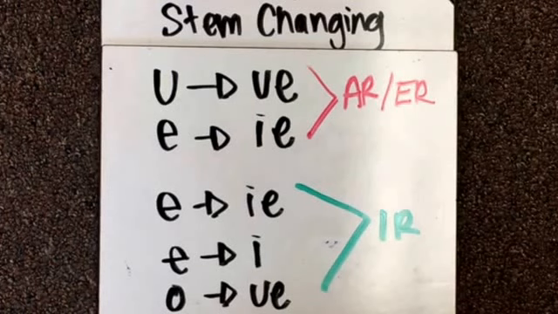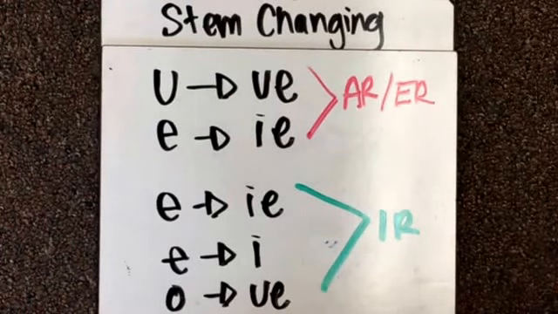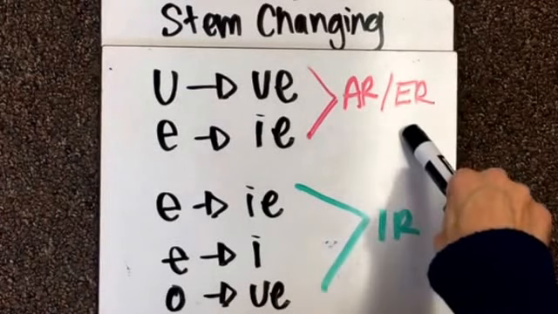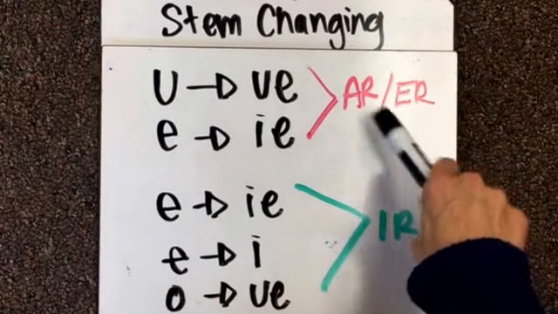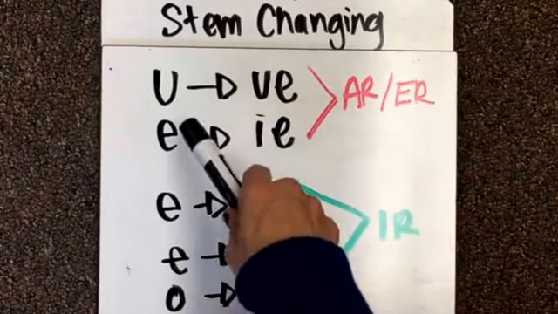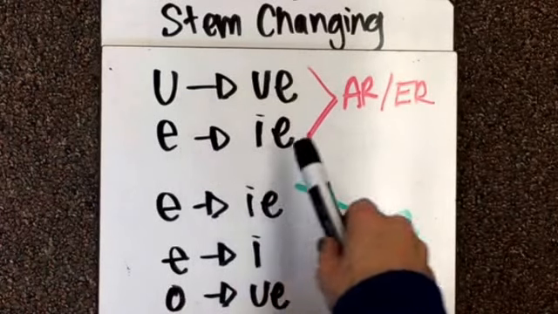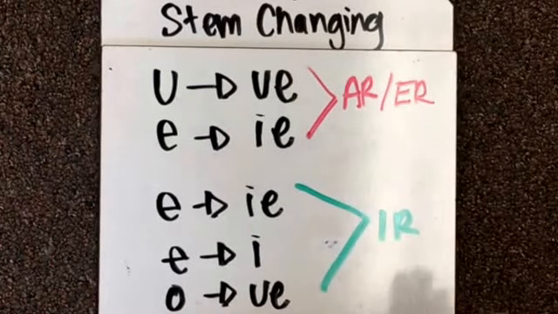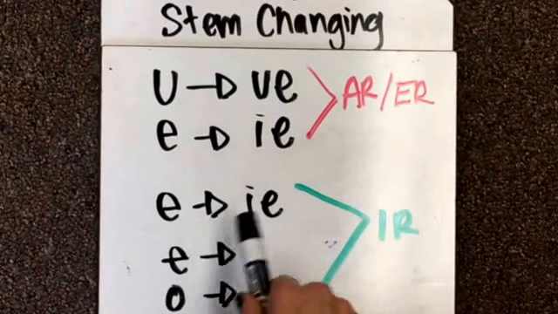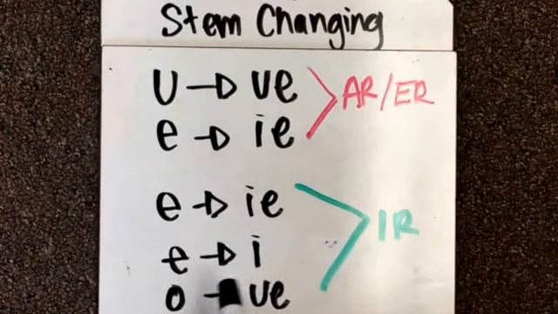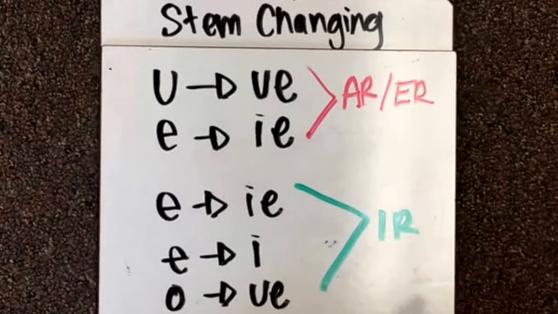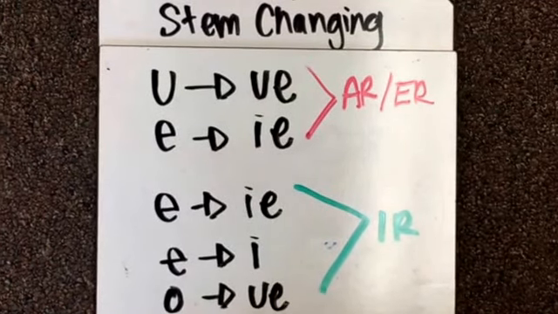Now let's talk about stem changing verbs in the subjunctive. It's important that we qualify the different types of verbs into different sections. If you take a stem changing verb that's either AR or ER, typically they have stem changes from O to UE and E to IE. IR have stem changes from E to IE, E to I, and O to UE. This is going to be important information for the next step, so make sure you have it written down.